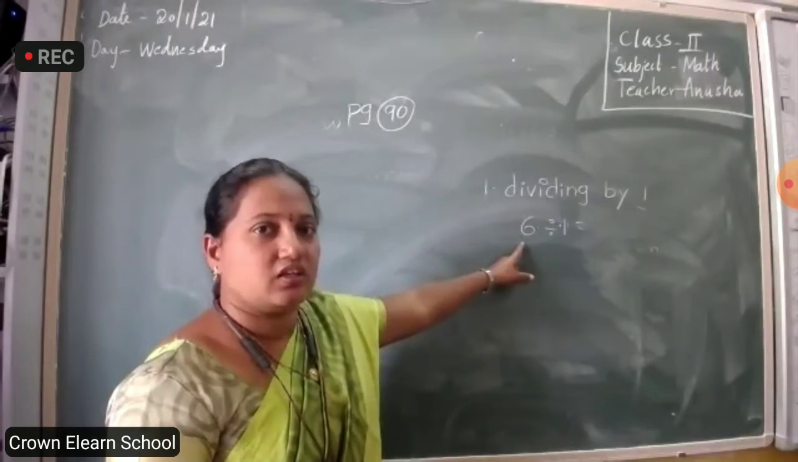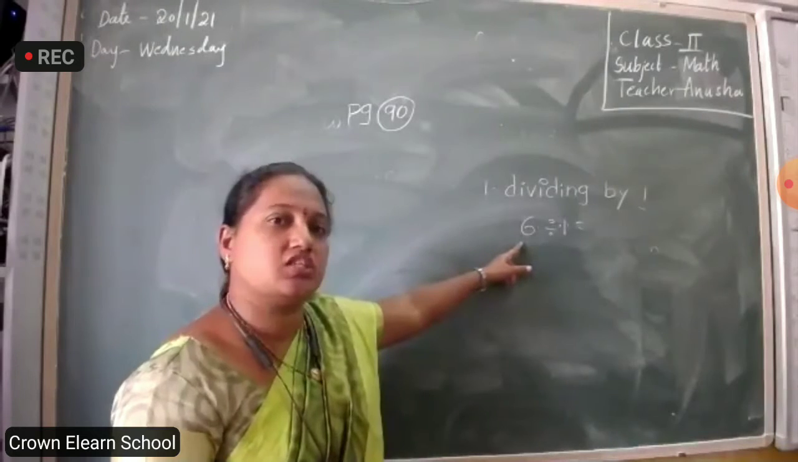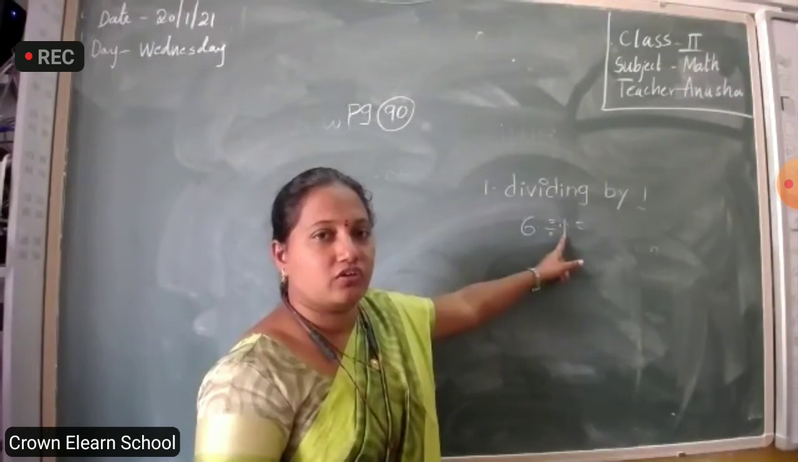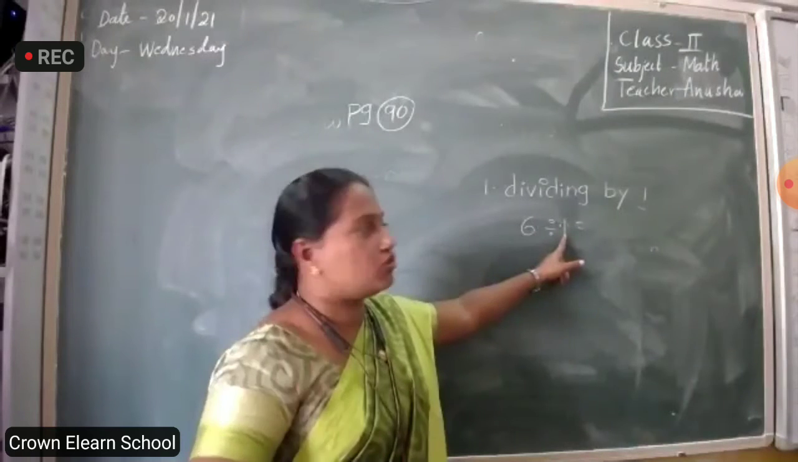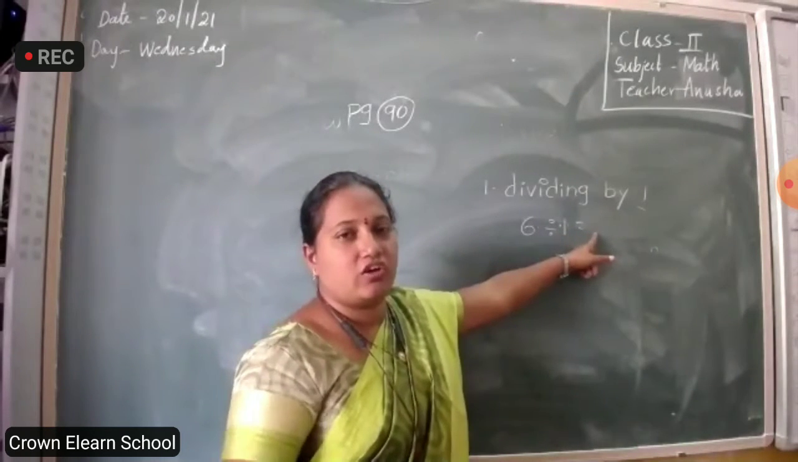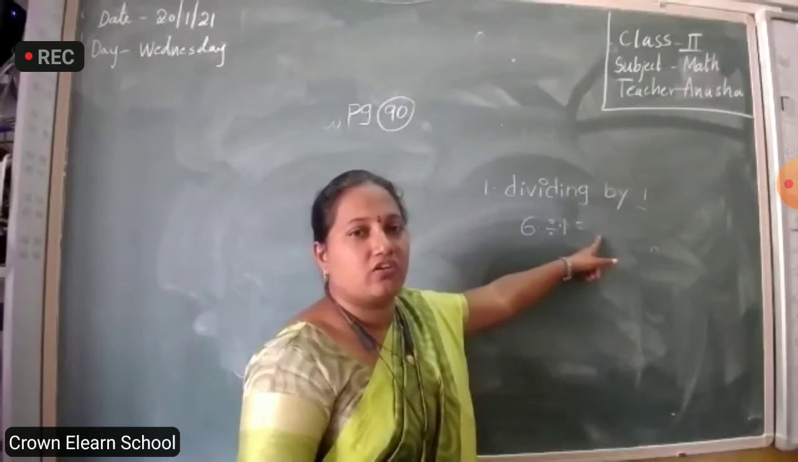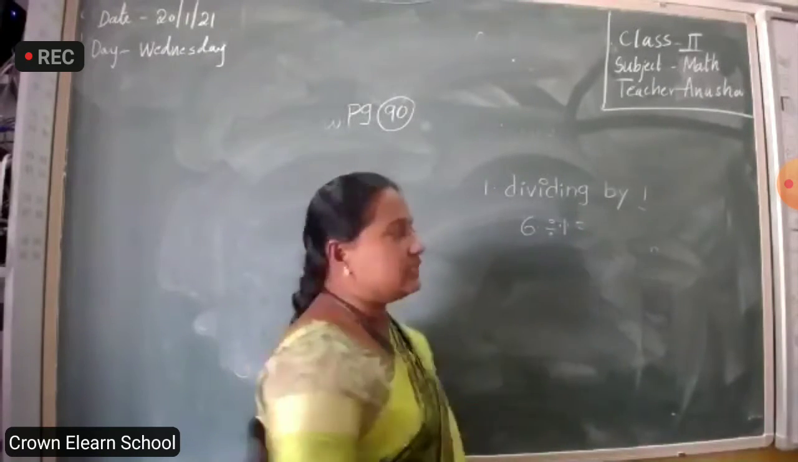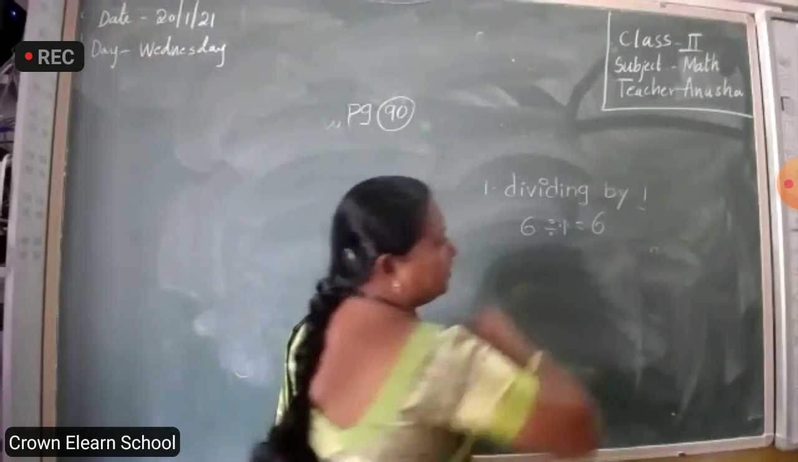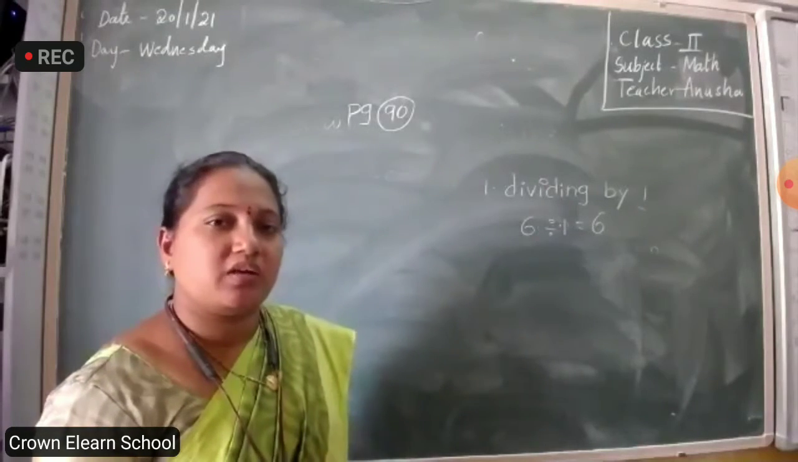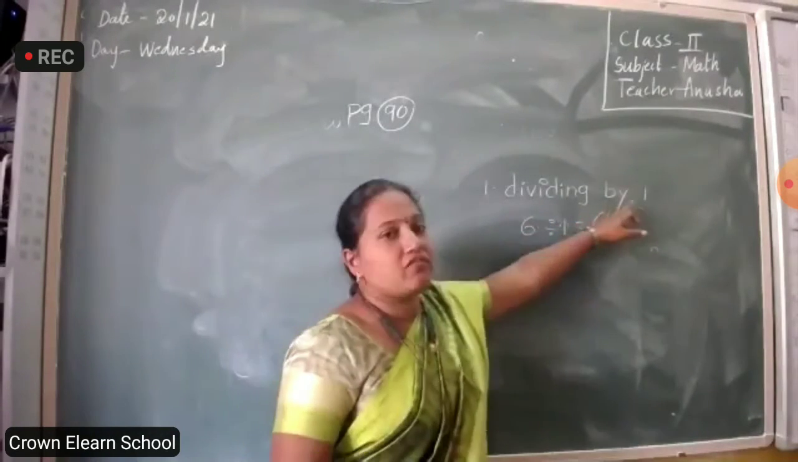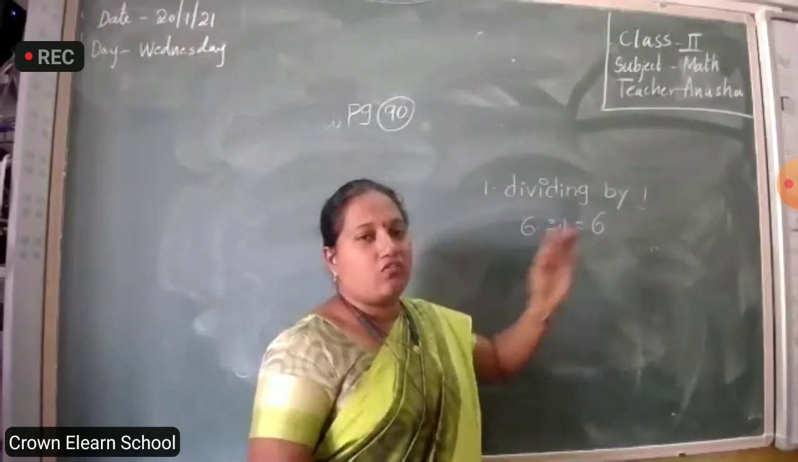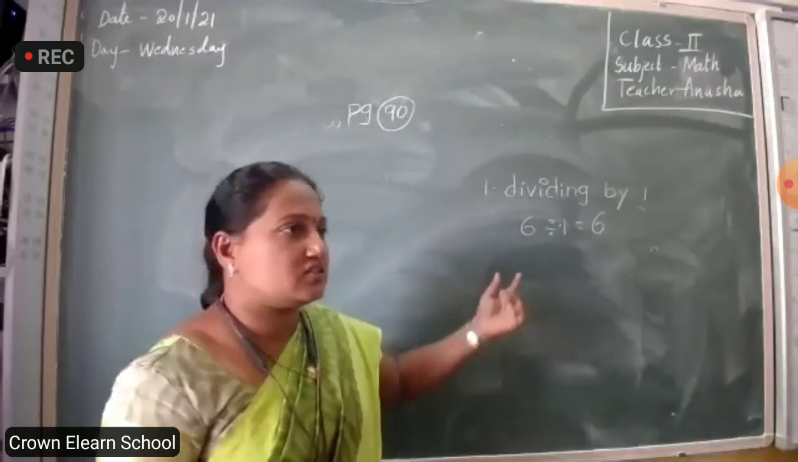Suppose your mother has 6 chocolates. Here, how many of you? Only 1. So what is your share? There is only 1, so to whom will she give? To you only she will give. So what is your share? 6. Same number. Division by 1, what is the answer? Same number.